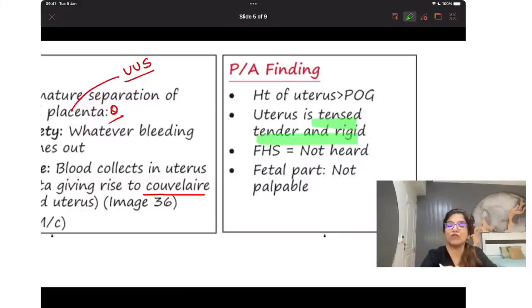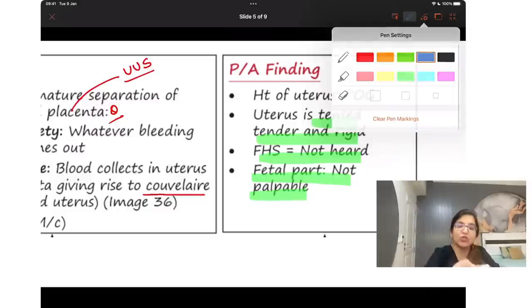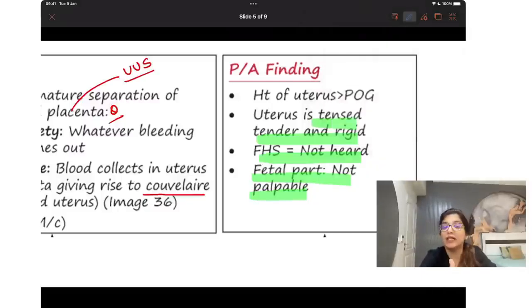So, because of this thromboplastin, the uterus is tense, tender and rigid. Now tell me, if the uterus is tensed and tender, will you be able to listen to fetal heart sounds? No, fetal heart sounds are not heard. And because the uterus is so tensed and tender, fetal parts are not palpable. Now, because the most common type of abruptio is the mixed variety, a combination of revealed and concealed, blood collects inside the uterus, so the height of the uterus will be more than the period of gestation, right? Why? Because blood is inside the uterus. So the height of the uterus will always be more than the period of gestation. So these are per abdominal findings.